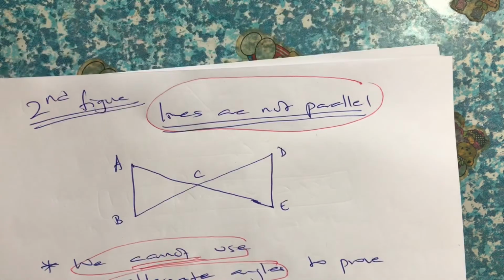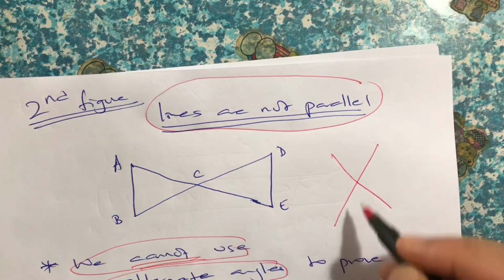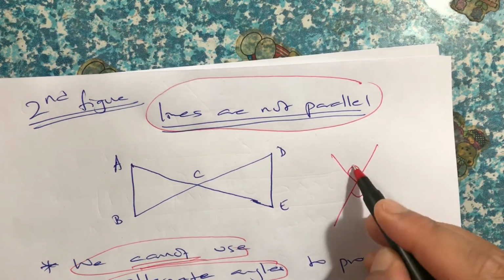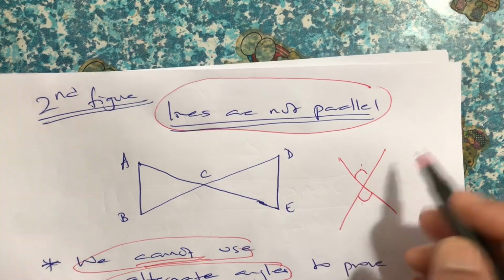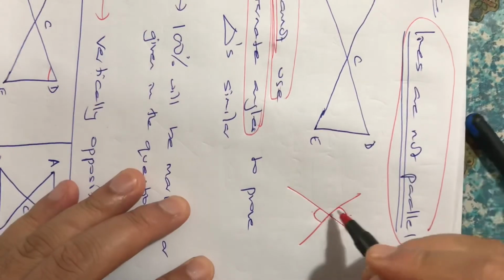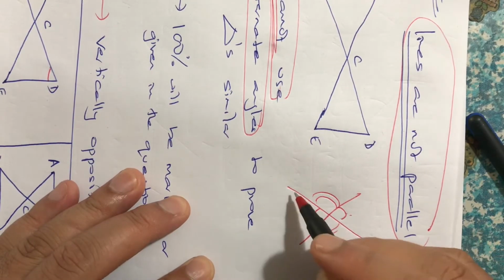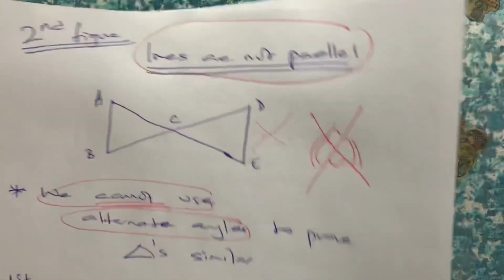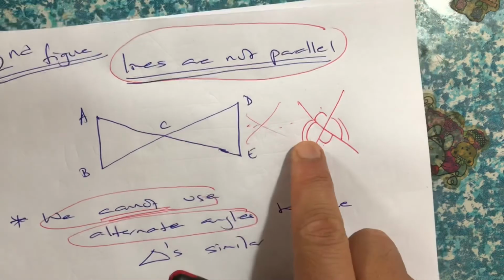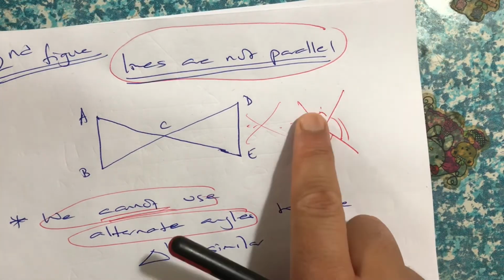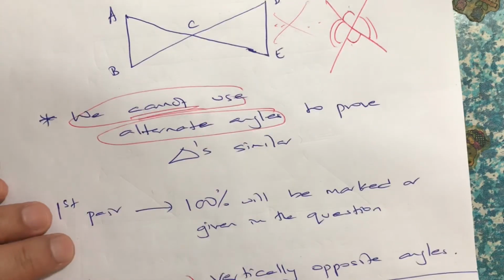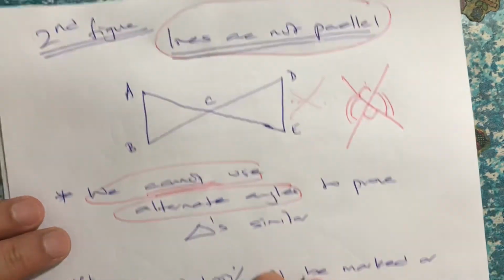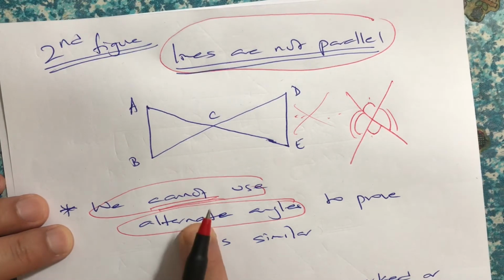And which are vertically opposite angles? Whenever lines cross each other, these two are called vertically opposite angles. They are opposite to each other and they are always equal. Similarly, if I look from this point of view, then this angle and this angle are also equal. So whenever lines cross each other, we'll always have vertically opposite angles, and they will always be equal to each other. So we will use vertically opposite angles to prove the triangles similar instead of alternate angles.